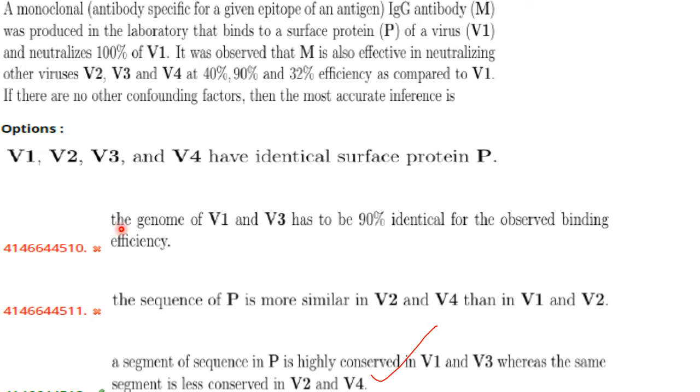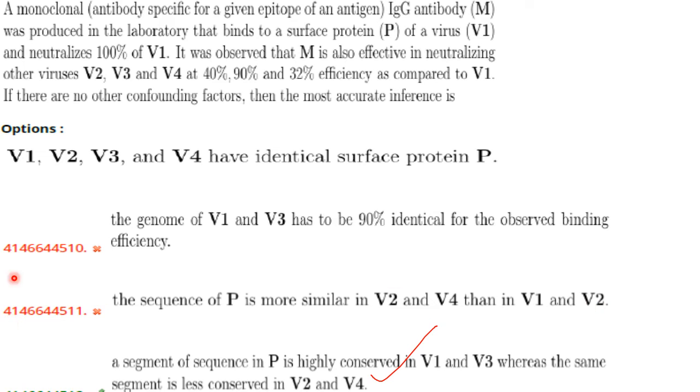Then next one. The genome of V1 and V3 has to be 90% identical for the observed binding efficiency. It is not the genome but the sequence of P that has to be identical for the observed binding efficiency. Then next one. The sequence of P is more similar in V2 and V4 than in V1 and V2. The sequence of P is more similar in V2 and V4 as well as in V1 and V3, not V2.